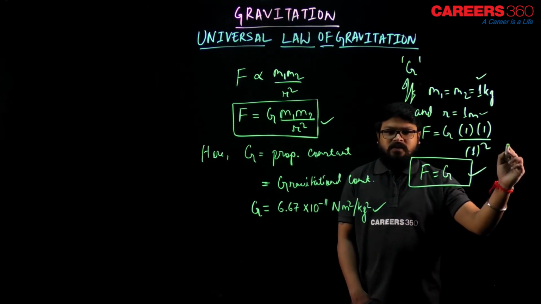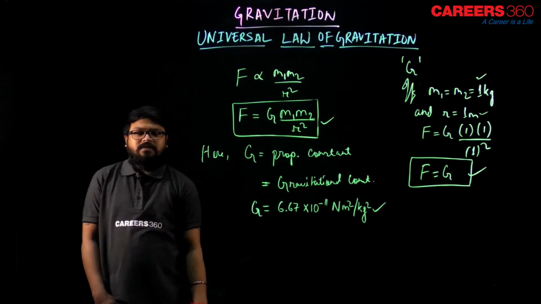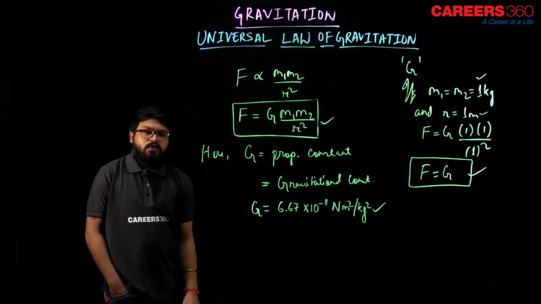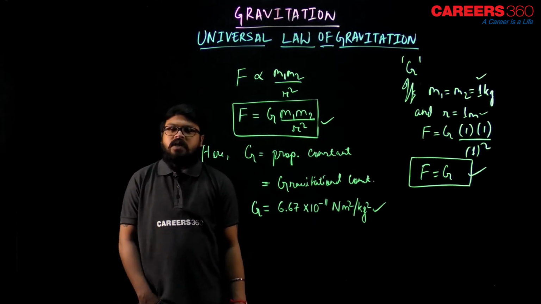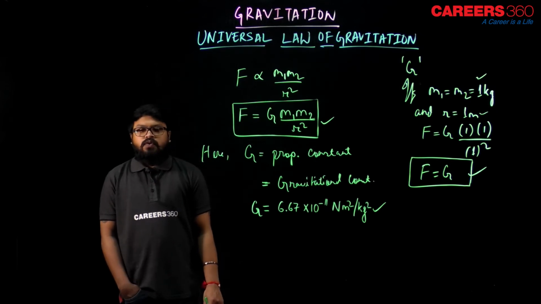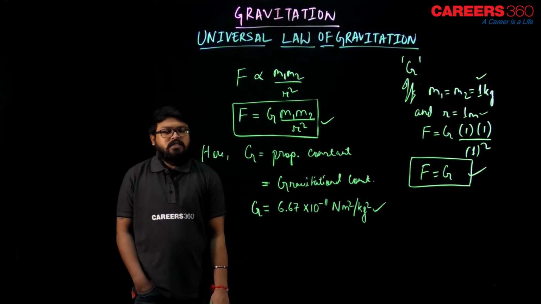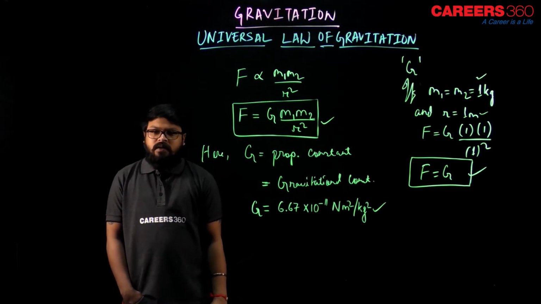So the gravitational constant or universal gravitational constant, having magnitude 6.67 into 10 to the power minus 11 Newton meter square per kg square, is nothing but the gravitational force acting between two unit mass bodies separated by unit meter distance from center to center, right?